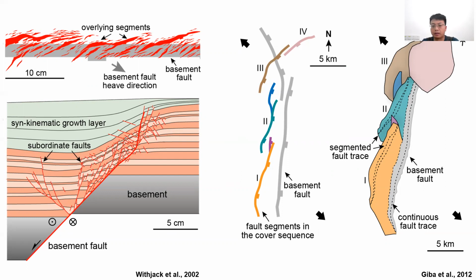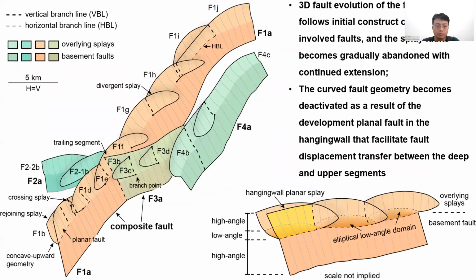Another example is from Giba. He studied the fault reactivation in the sedimentary basin in New Zealand. It shows that the oblique reactivation of the basement fault developed en echelon fault arrays that rotated and twisted towards a direction that has a high angle against the original direction. But at depth, these faults connect with the basement fault, therefore developing a twisted geometry in 3D.